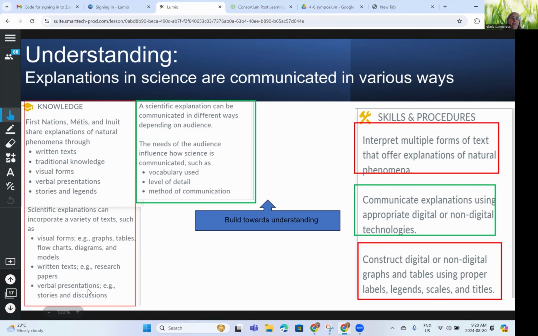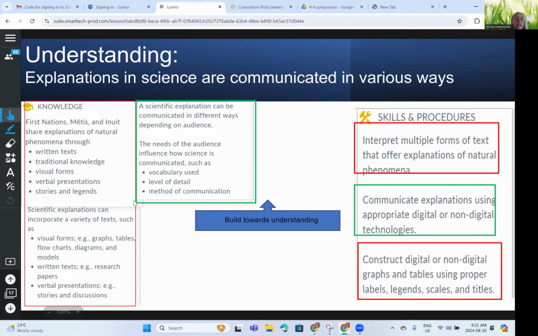In the other cusp, it says students understand explanations in science are communicated in various ways. So if we start with the skills, interpret multiple forms of text that offer explanations of the natural world. I've highlighted a couple of things in red. And then also the third skill says construct digital or non-digital graphs and tables using proper labels, legends, scales, and titles. So we can be teaching that in 4 and 5, but we're really going to zero in and assess that in grade 6 as well. So 4 and 5s, you can help grade 6s with us, because I think that's in math as well.